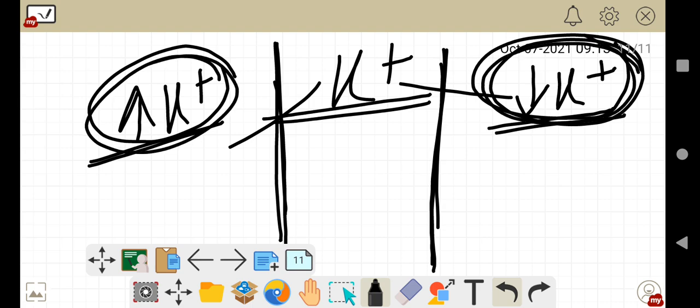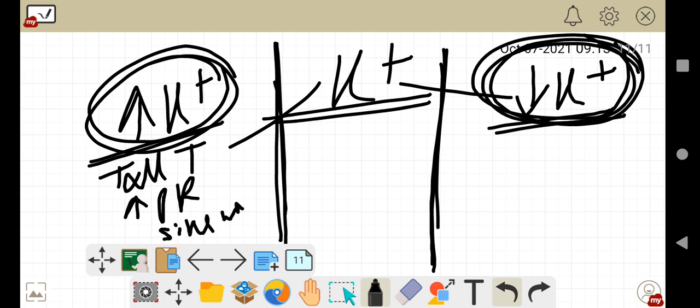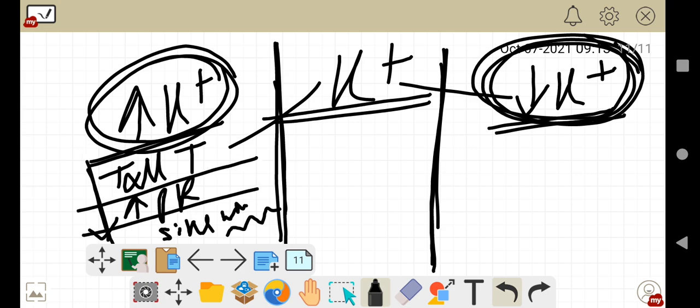Let me talk about hyperkalemia first. The first change is that there will be tall T waves. Next change, increased PR. And number three, sine wave. Sine wave is like this. These are the three changes in sequence: tall T, increased PR, and sine wave.